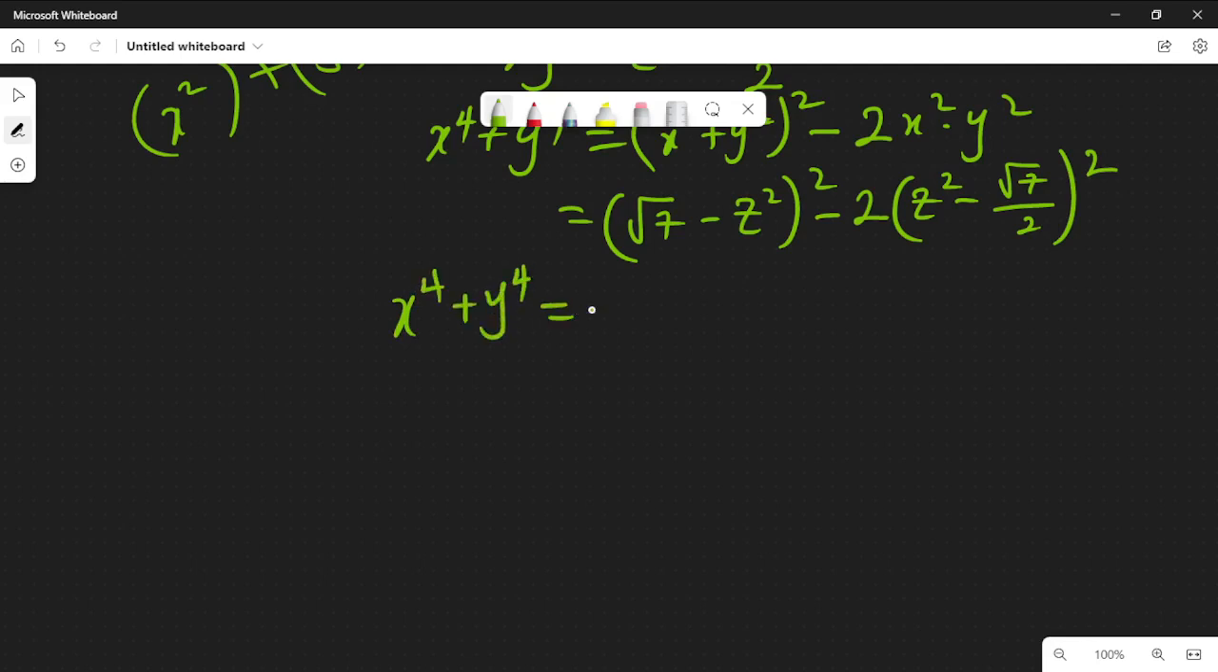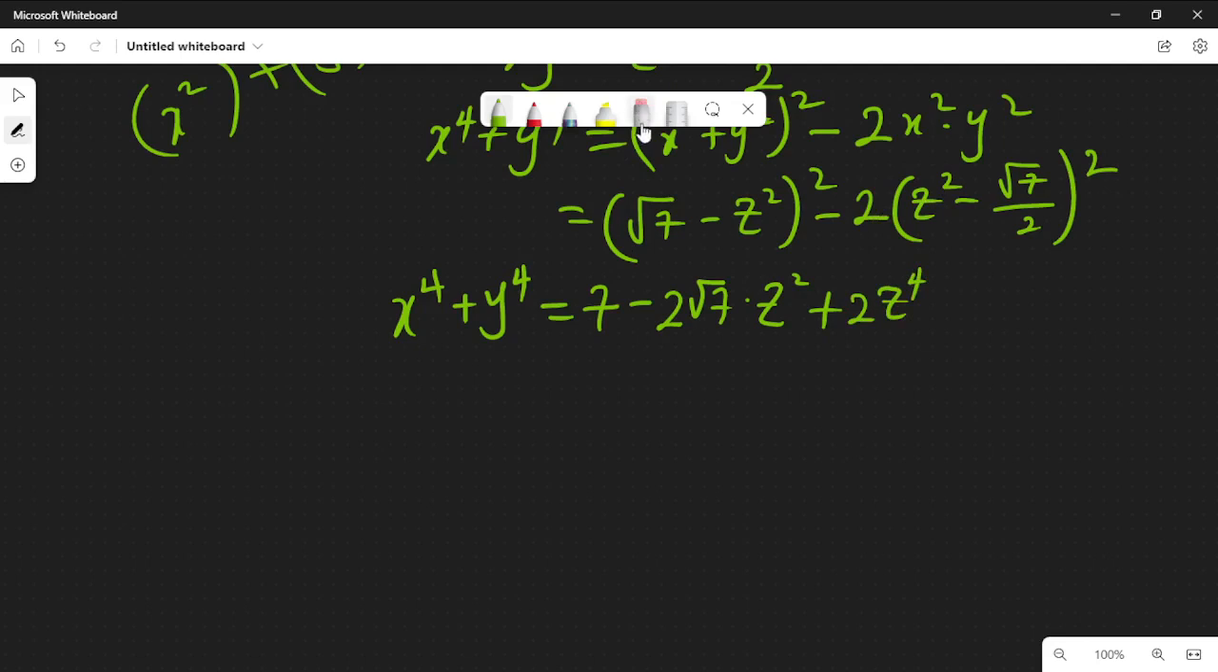Alright, so here we can now have that x to the power of 4 plus y to the power of 4 is equal to, so we need to expand this bracket right now. We are going to expand this, and we're also going to expand this. So this becomes 7 minus 2 root 7 times z squared, plus this one, this square here, that will be 4. 2 times z raised to power 4, that will be 2z raised to power 4.